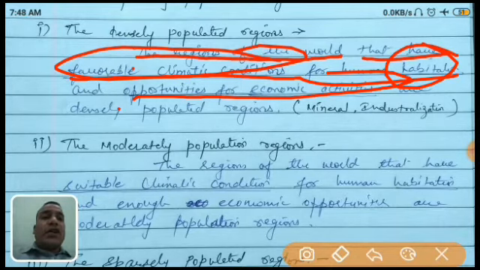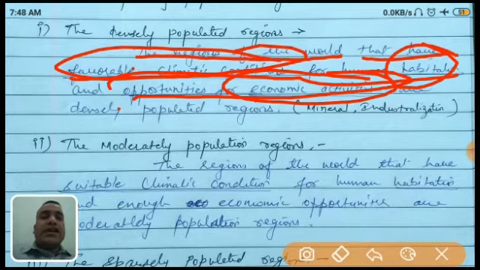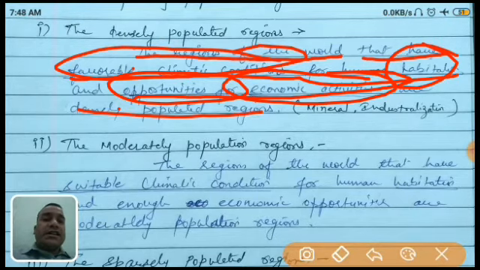So if the economic activities and opportunities are enough, they can do a job, they can do some work, and finally they can earn money, and with this money they can get their resources very easily. So for the densely populated region, these are the reasons. What are the two reasons? Favorable climatic conditions, and second, the opportunity of economic activities.